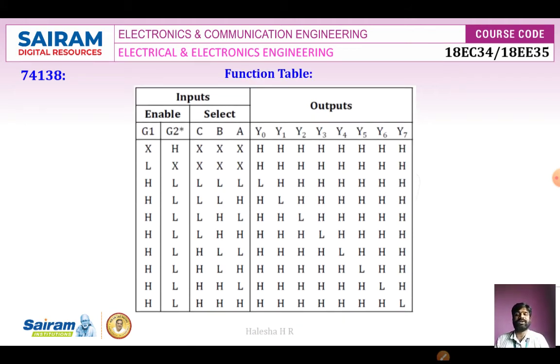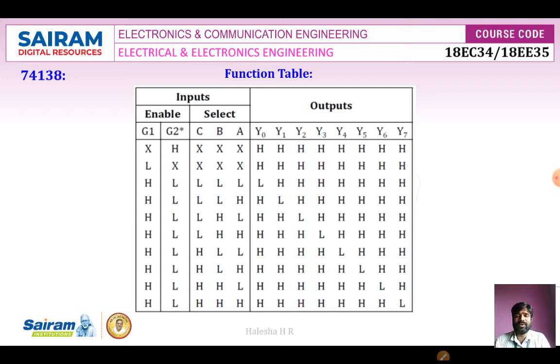Observing the input side, under the enable inputs we have written G1 and G2 star. Here G2 star means it can be G2A or G2B. On the select input side, we have CBA, that means A is the LSB and C is the MSB. On the output side, Y0 to Y7.